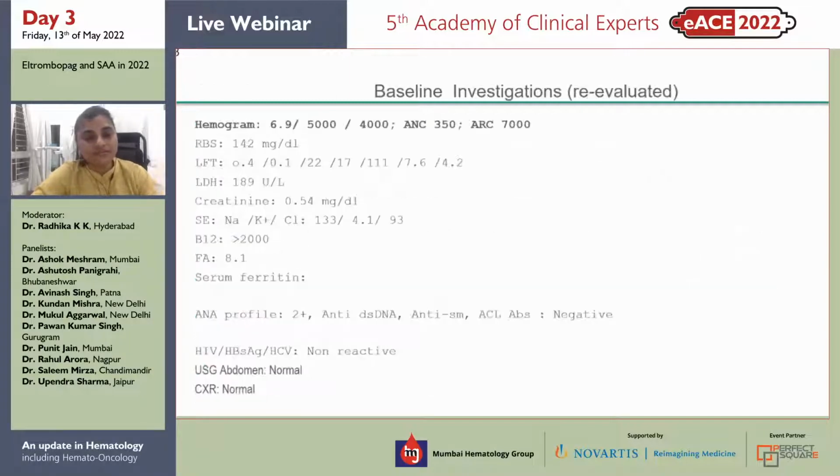Next slide, please. So as you said, sir, we went ahead with a re-evaluation in our institution. Hemogram was showing pancytopenia, though the TLC was 5,000, ANC was just 350. Biochemistry was normal, nutritional profile was within normal limits. ANA was positive, but other autoimmune markers were negative. Viral serology, ultrasound, chest X-ray, all were normal. Next slide, please.